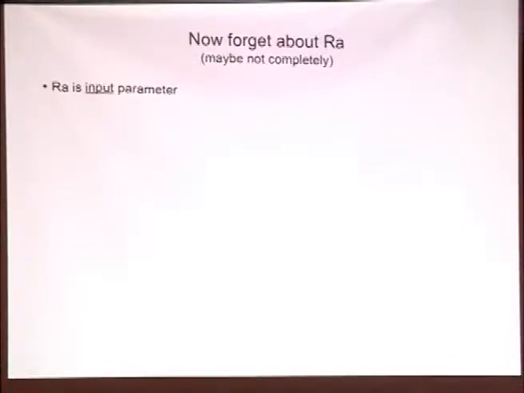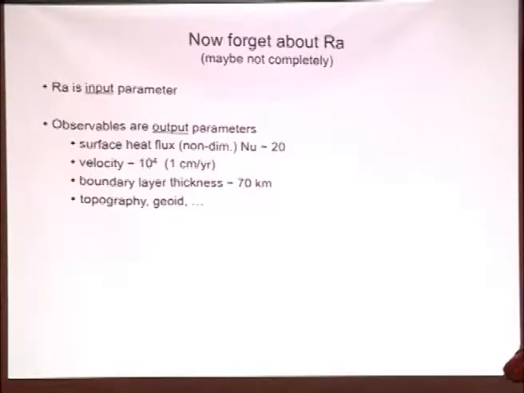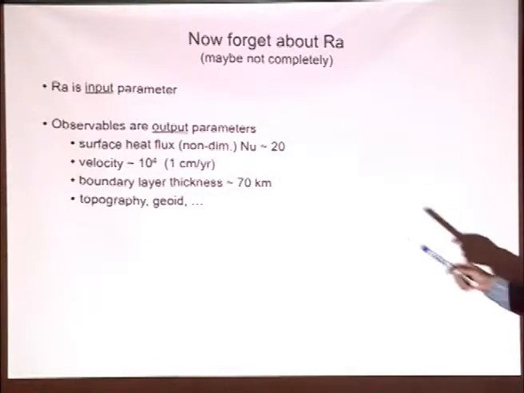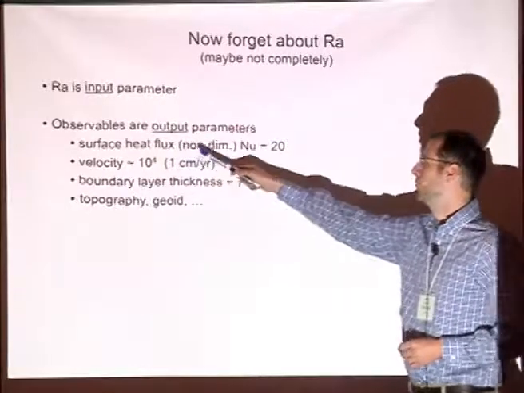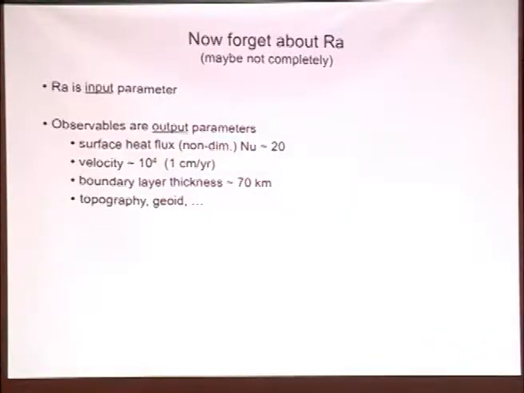And so maybe because the system is so complex and we're throwing in different rheologies and different assumptions, maybe it's not so important to look at the input parameters of your simulations. Maybe it is more important to compare the output parameters. And those you can compare with observables that we have. The classical candidates there would be the surface heat flux, which we can measure, and non-dimensionalized is the Nusselt number. For Earth, we'd expect a value of about 20.